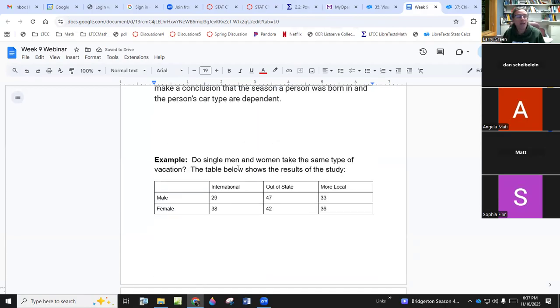Do single men and women take the same type of vacation? The table below shows the results of a study. And I should let you know I made this up, but you can imagine doing a study where you do a survey and you ask.